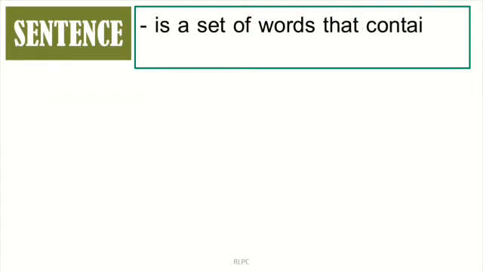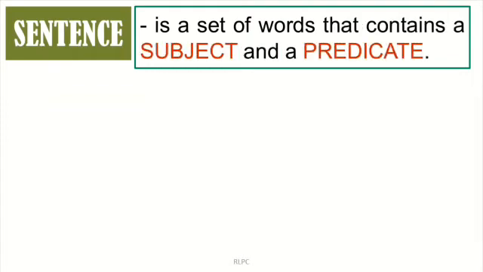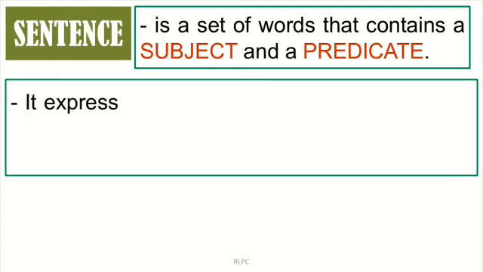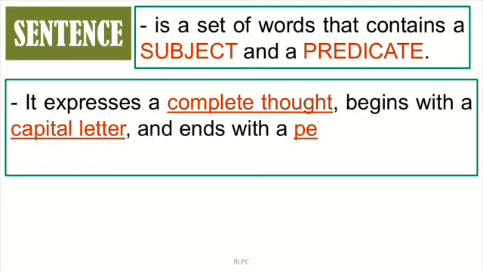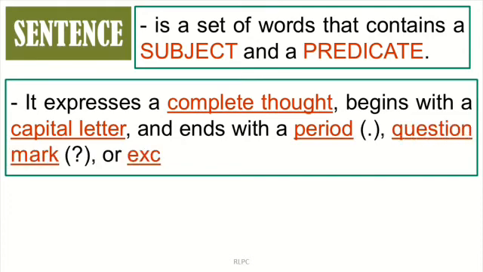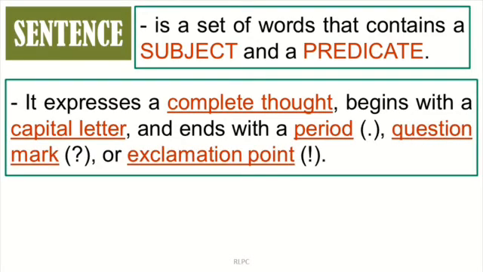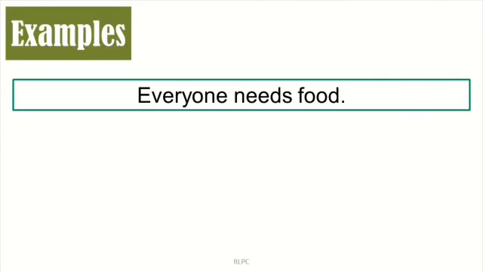The last one is sentence. It is a set of words that contains a subject and a predicate. It expresses a complete thought, begins with a capital letter or big letter, and ends with a period, question mark, or exclamation point. Everyone needs food. Everyone is the subject, needs is the predicate, and it has a complete thought.